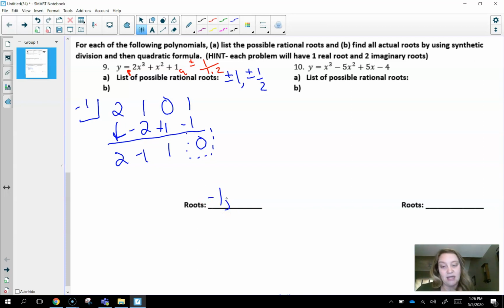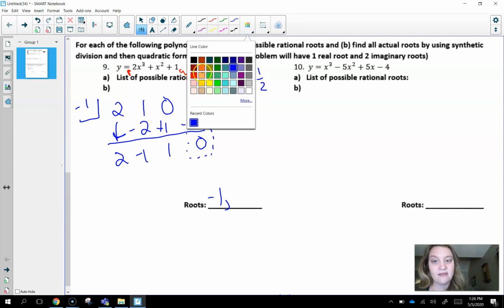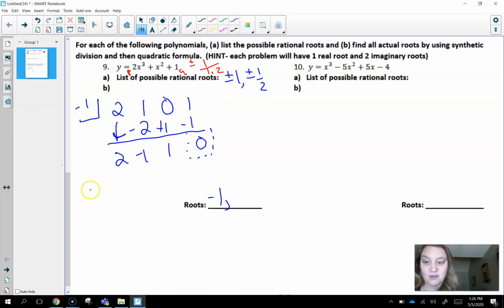I'm not done. A lot of you did this much and then stopped. Okay. You are not done. You now have a quadratic to solve. Okay. You had a cubic. You divided one x out. So now we have a quadratic to move on with. Okay. This quadratic is going to be 2x squared minus 1x plus 1. Okay. This is a new quadratic that we have to solve.